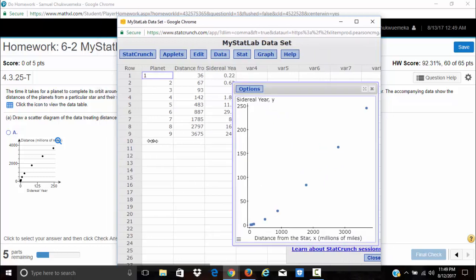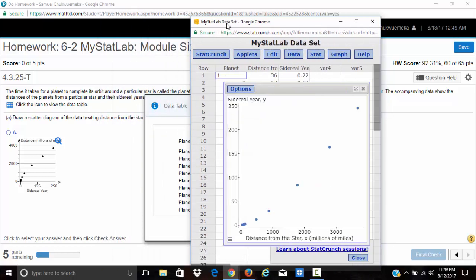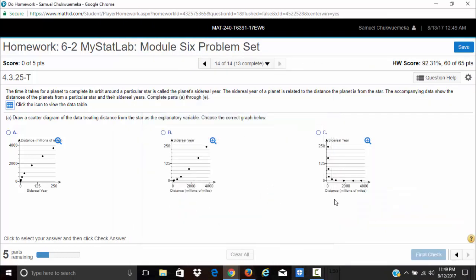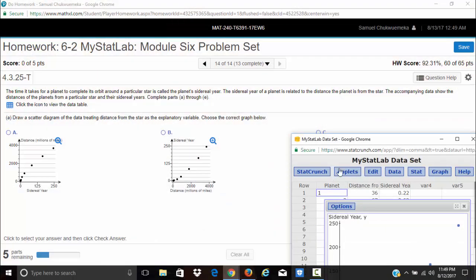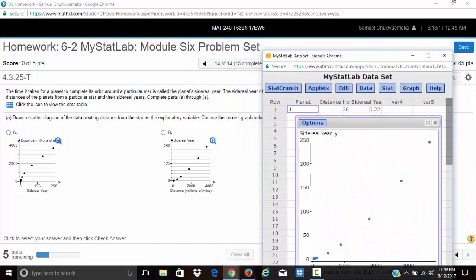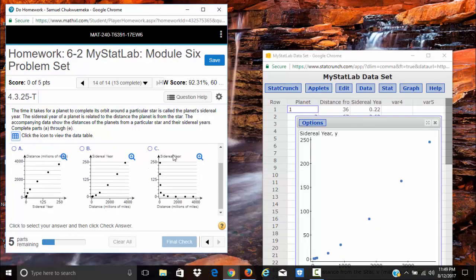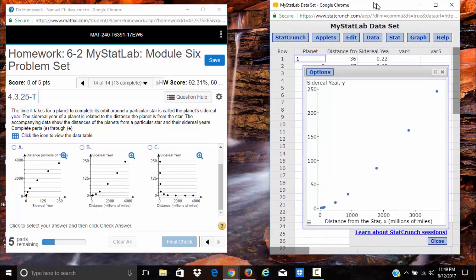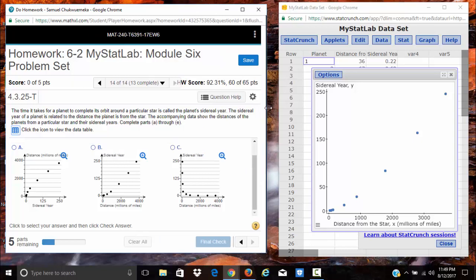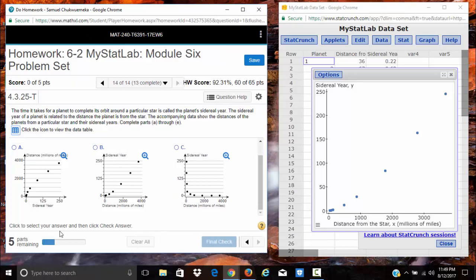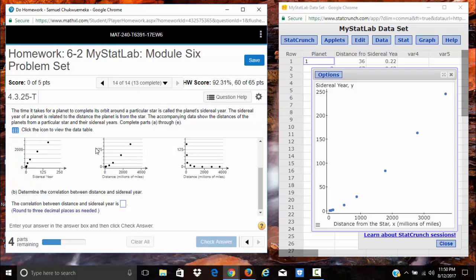So let's look at this, and you can close this and compare. So which one looks like this? If we look at this, we'll see that A is eliminated, C is eliminated. So looks like B, scatter diagram. Okay. B, determine the correlation between distance and sidereal year.